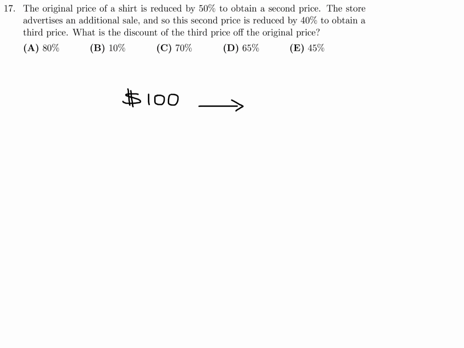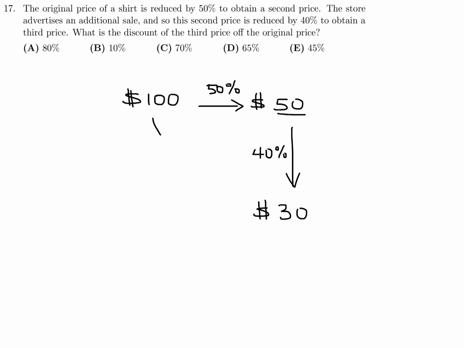When we do that first discount, 50%, we bring the price down to $50. And then we're doing a second discount, but this time 40% of this price. So 40% of 50, well, 10% is 5, so 40% would be 20. So I've got to take $20 off, so now I'm down to $30.